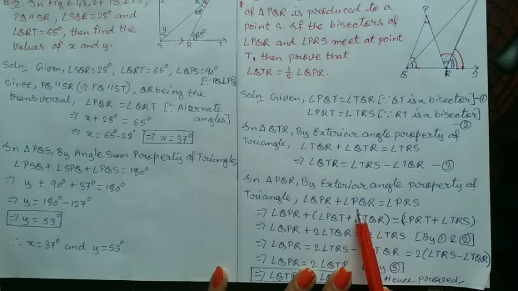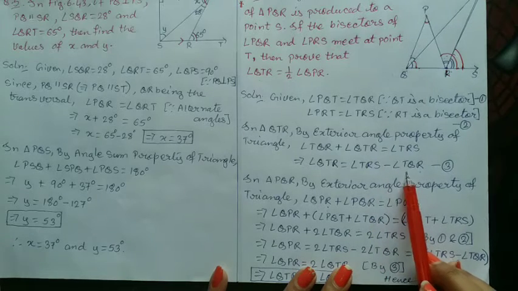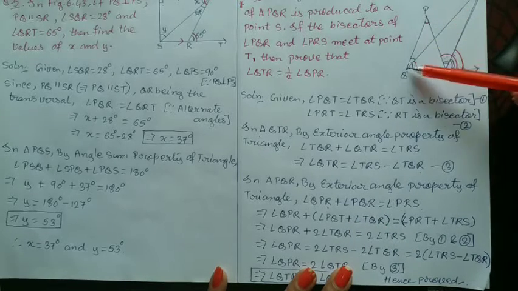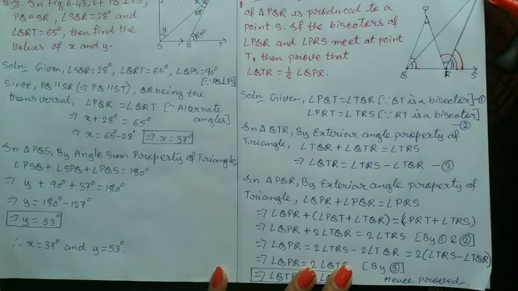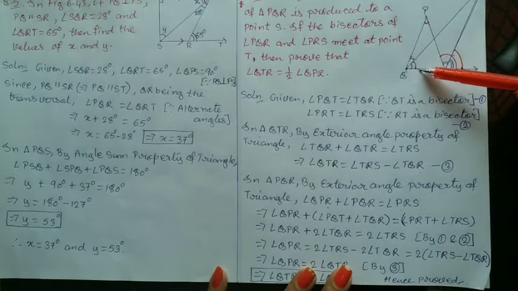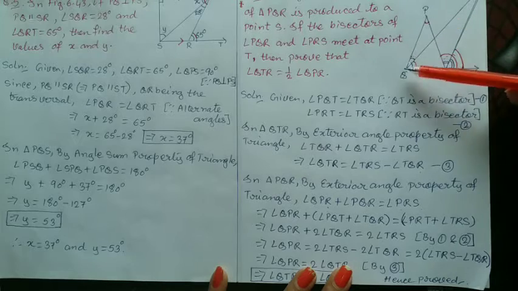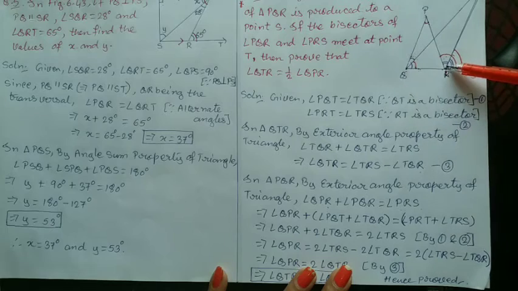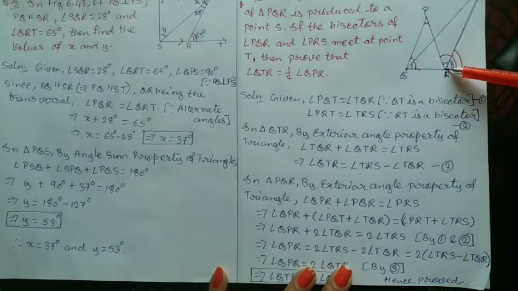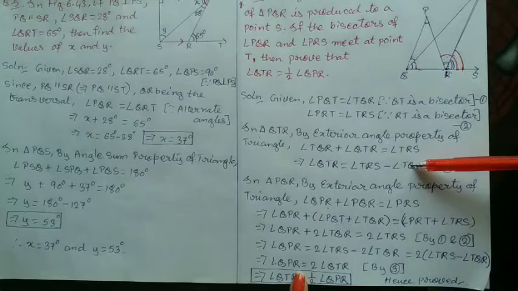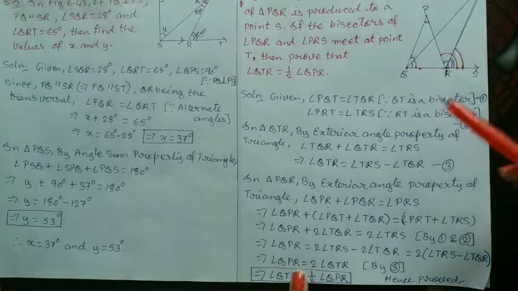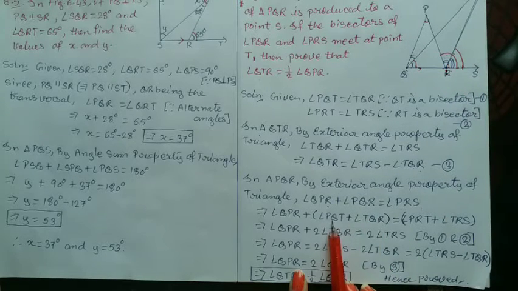But we do not have PQR or PRS here. So what to do? Let's break this angle. We know that PQR is bisected into two angles. One is PQT, another is TQR. Now we know TQR is a part of triangle TQR, which is right here in this equation, so we can relate it with this one. That's why we can break PQR into PQT plus TQR.